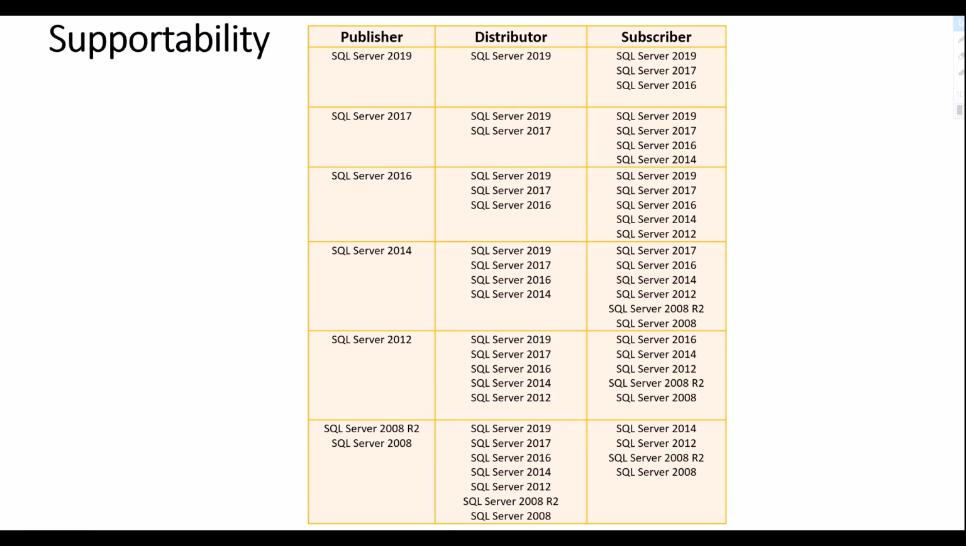So this is a supportability for publisher, distributor and subscriber. If your publisher is 2019, your distributor should be also 2019 and subscriber can be 16, 17 or 19. So likewise you'll have for 17, 16 and 14, 12 and so on. So you can just pause the video and go through this list.